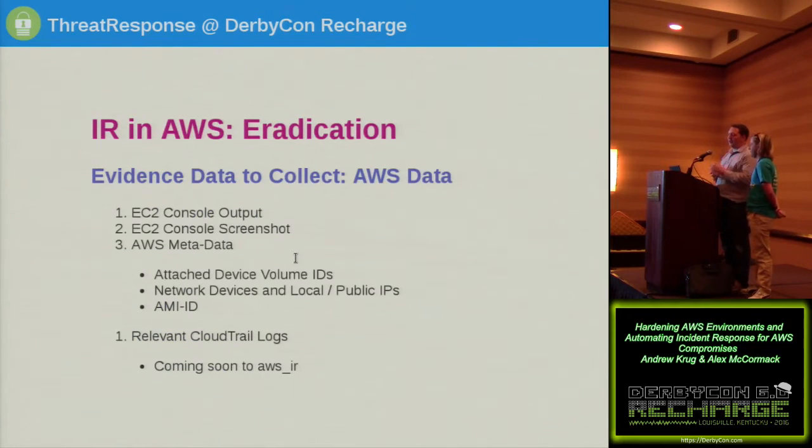In terms of AWS data, we use Boto3 for AWS IR. There are a lot of features in the Amazon SDK to get even more information about an instance. So we grab EC2 console output, the screenshot of the console if it happens to have a GUI, and AWS-specific metadata, similar to things that would be in Config if you had that set up: which devices are attached, which network devices are attached, the IP addresses of those, and the AMI ID, so you know what your base image was. You're also going to want to collect relevant CloudTrail logs. We're working on that feature now with AWS IR.